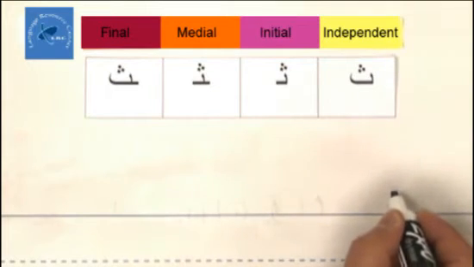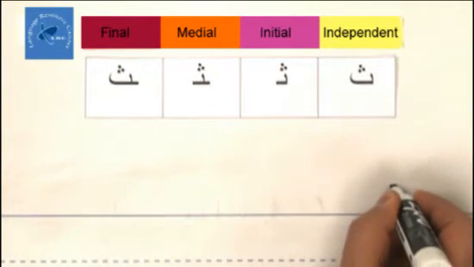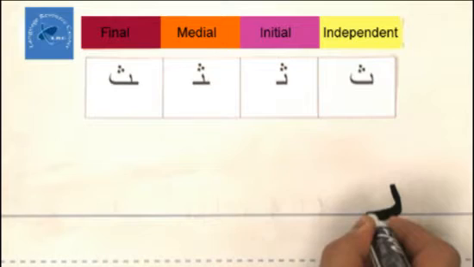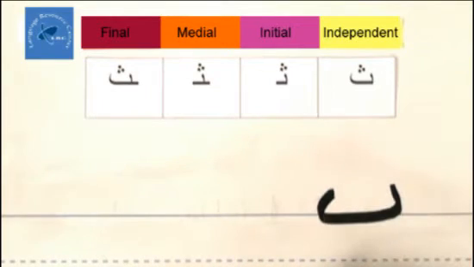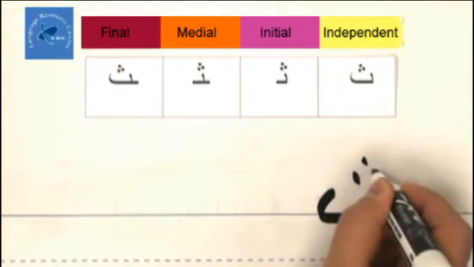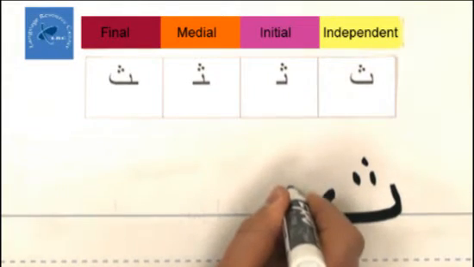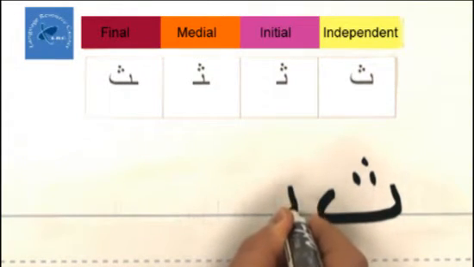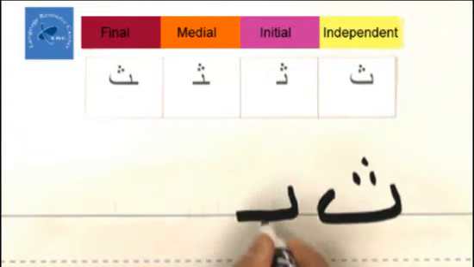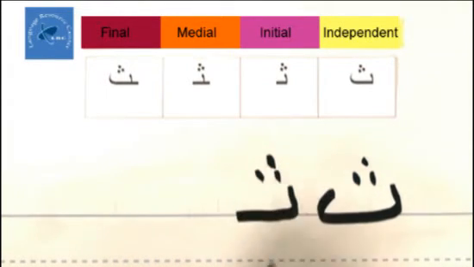Th, independent. We do tooth, a line to the right, and a tooth. And unlike ta and ba, th has 3 dots on top of it. Th. Th in the initial position is going to be the same as ta and ba except for the dots. So we do a tooth, go down to hit the line, and then we go right. And 3 dots on top.